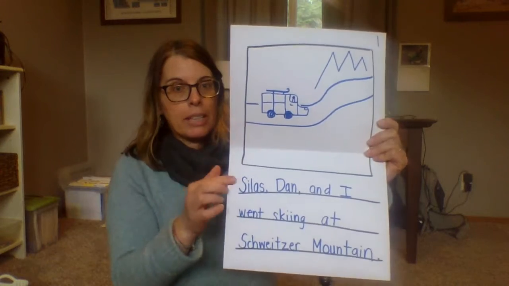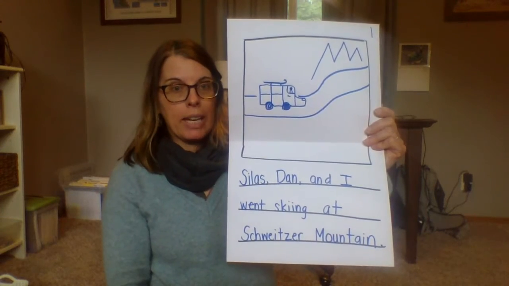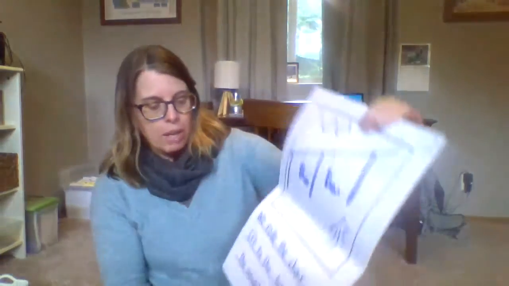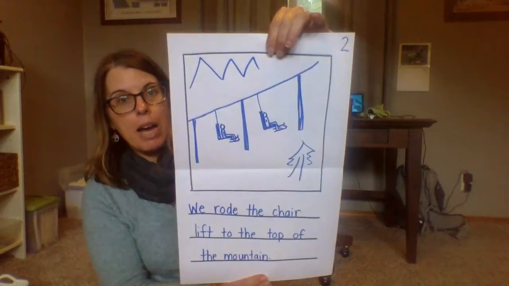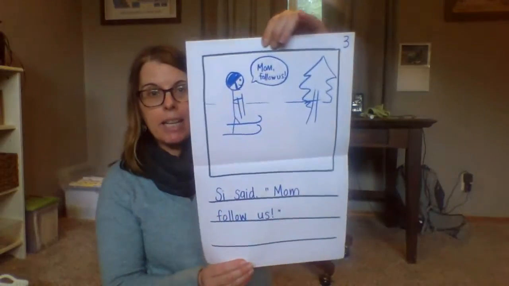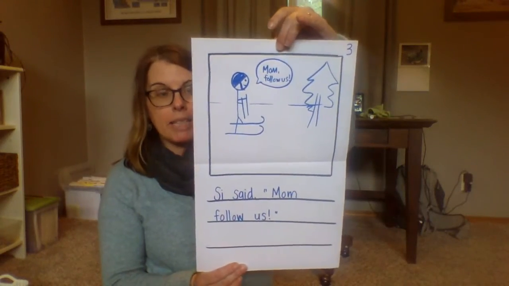Here's page 1. Silas, Dan, and I went skiing at Schweitzer Mountain. Page 2. We rode the chairlift to the top of the mountain. Page 3. Cy said, "Mom, follow us." That was all the beginning, okay? So that's what was happening in the beginning of my story. Here comes the middle.